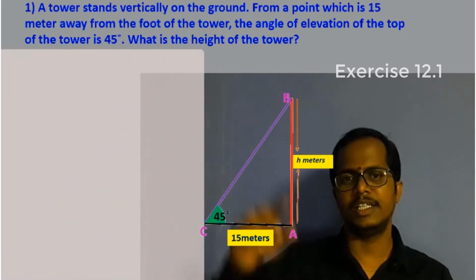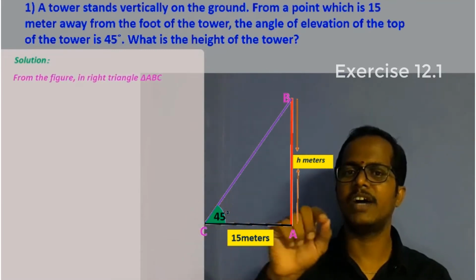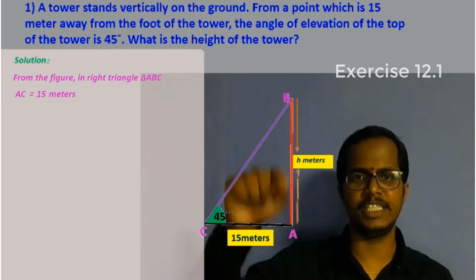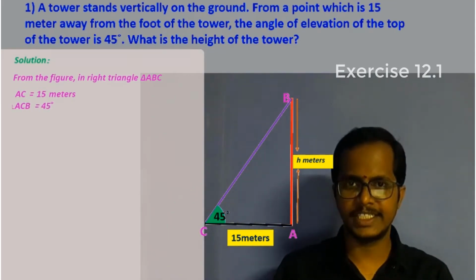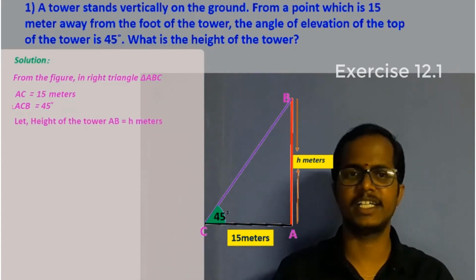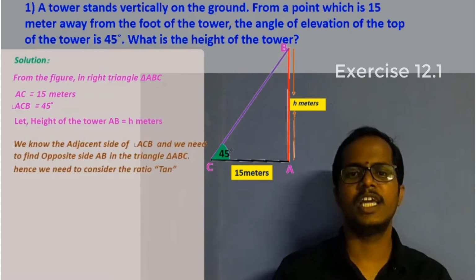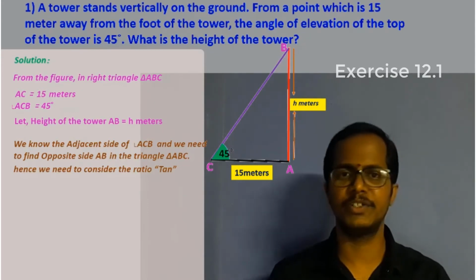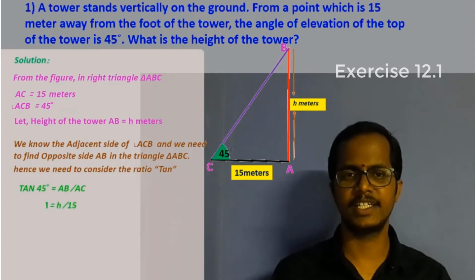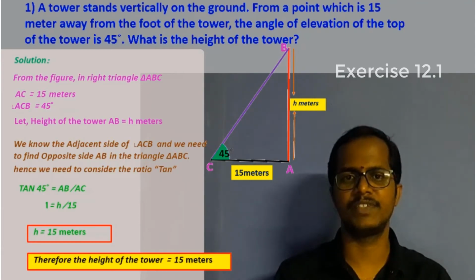Yes, you are correct. In this right triangle, for the given angle 45 degrees, we have the adjacent side AC, that is 15 meters, and we need to find the opposite side AB. So we need to consider the ratio of opposite side to adjacent side. Hence we need to take the tan trigonometric ratio. Tan 45 degrees equals AB by AC, and substituting the values we get 1 equals h by 15, and transposing 15 to LHS we get h equals 15 meters. That is the required height of the tower. Therefore the height of the tower is 15 meters.